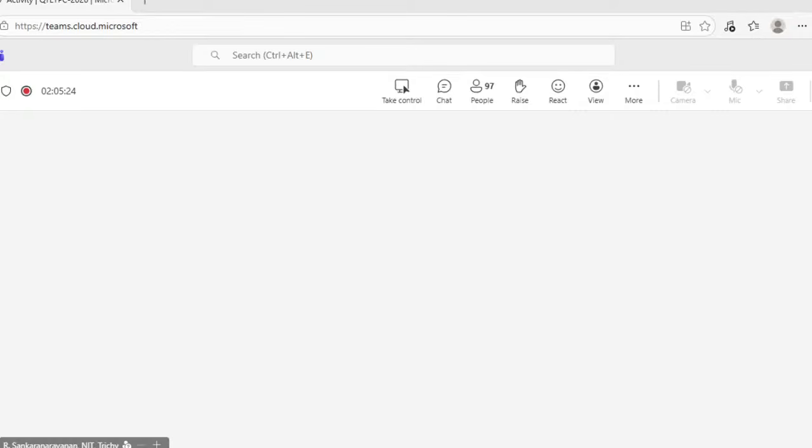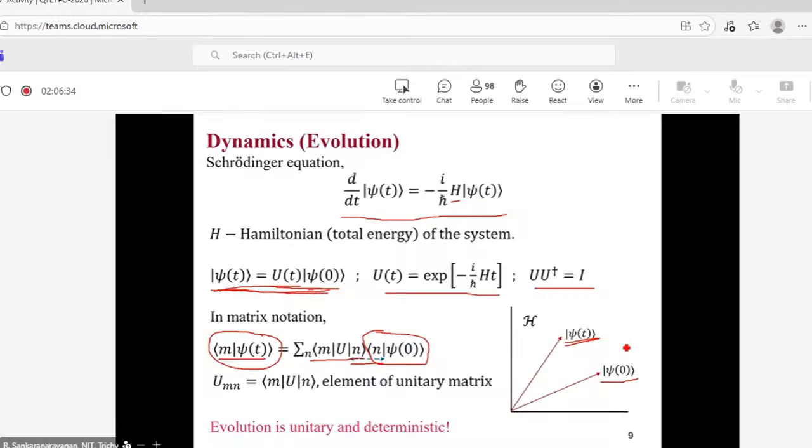Evolution is unitary and so deterministic. What do you mean by that? Given a state psi(0), it is going to give you another definite, deterministic state psi(t) at a later time t. So if the initial state is psi(0), the final state is psi(t). The state will be moving from place to place in the Hilbert space.